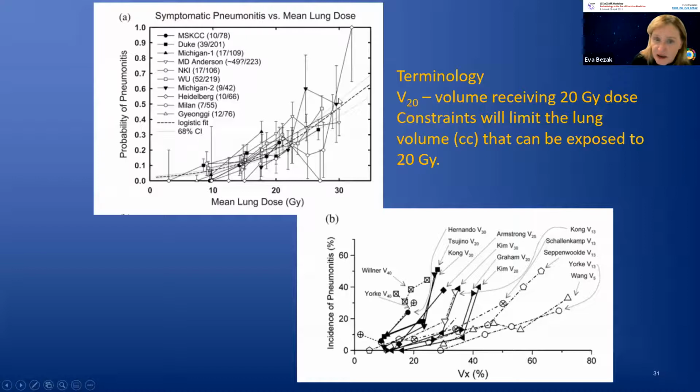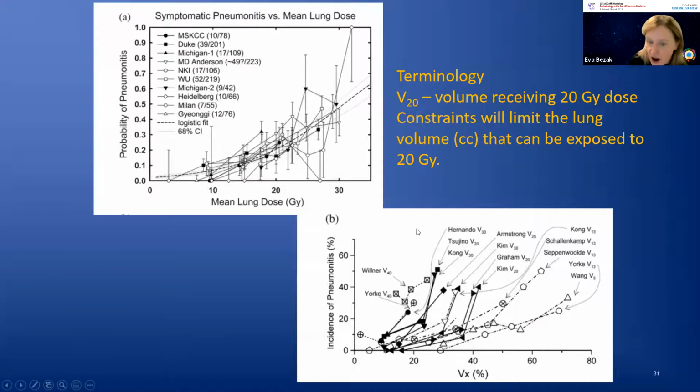And what we see is that most of that international data is really falling on the same graph. And the dashed curve here is the line of best fit. So it's telling me that, for example, if the mean lung dose is 20 grays, the probability that that patient will develop the radiation pneumonitis is 20%.